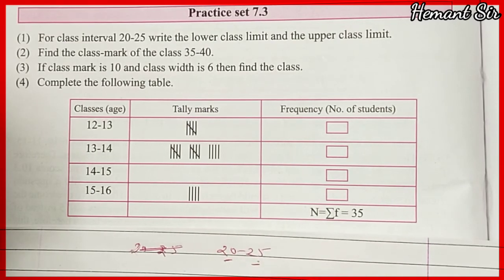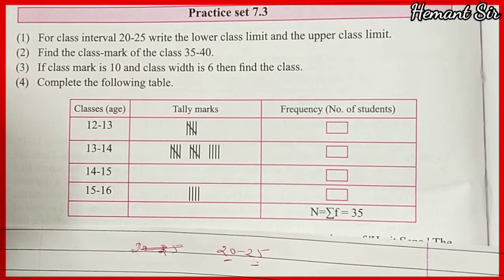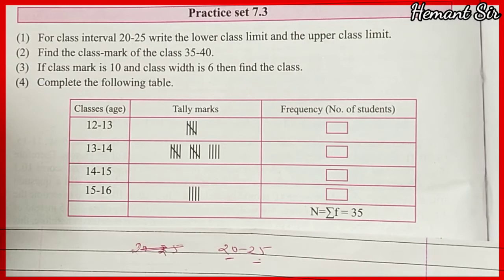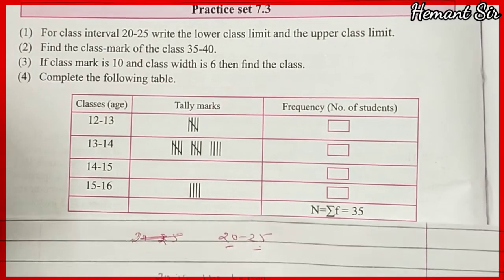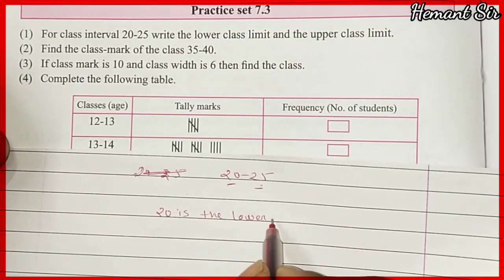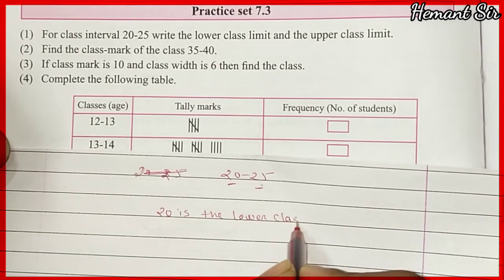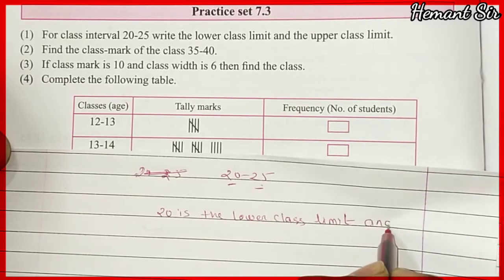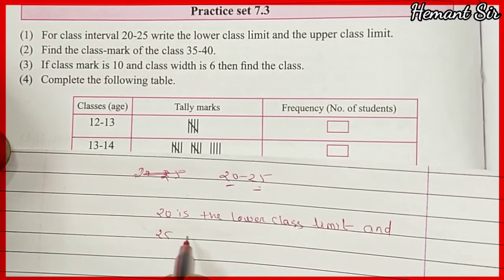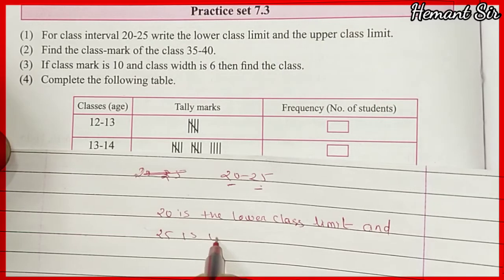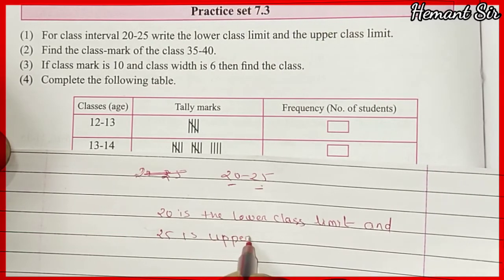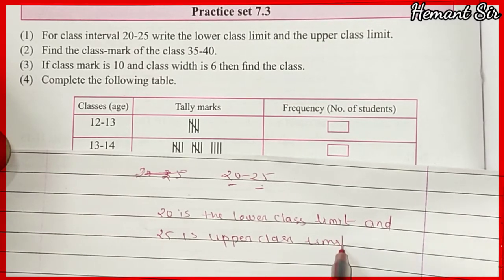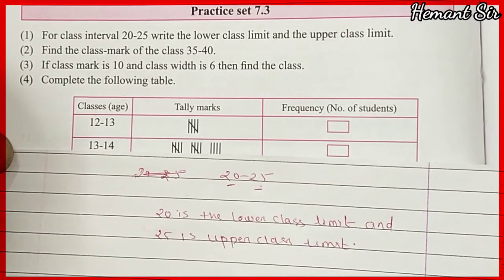So we have to write, 20 is the lower class limit, and 25 is the upper class limit. Okay, so the answer is done.